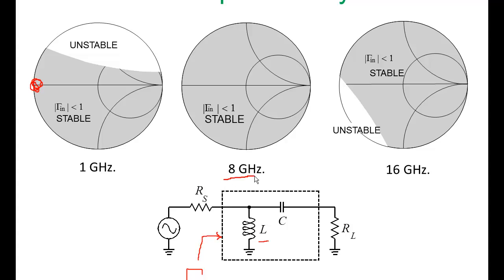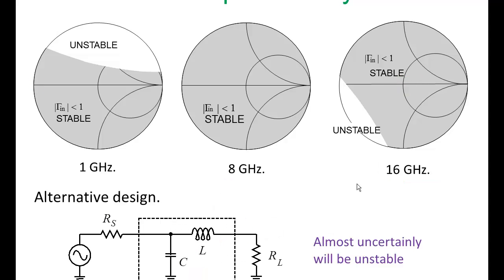At 8 gigahertz, well, we don't really care as far as stability is concerned. At 16 gigahertz, what's going to happen? Well, this is going to look like an open circuit. The capacitor looks like a short circuit at high frequencies, and so we see this load. And so we're going to be around this region at 16 gigahertz, and that's exactly where we want to be. We have a nice stable situation.